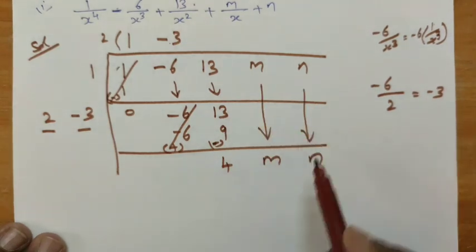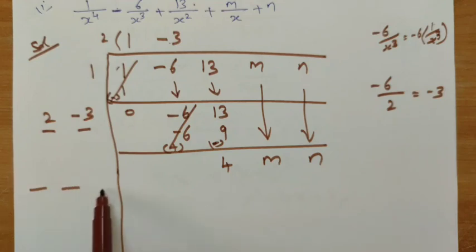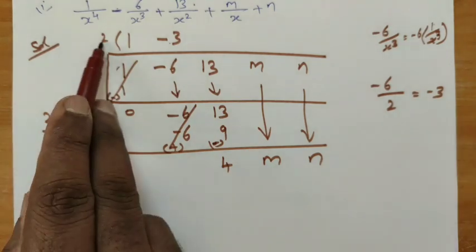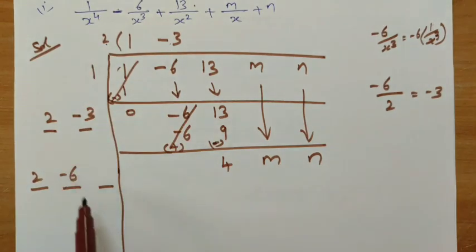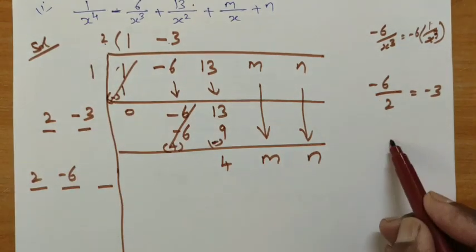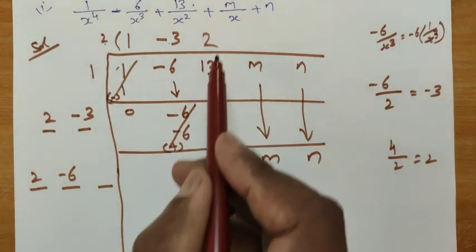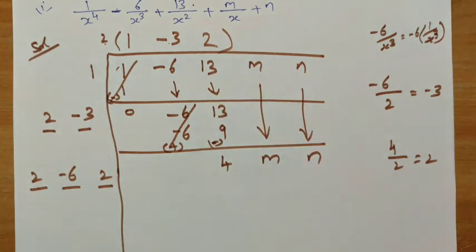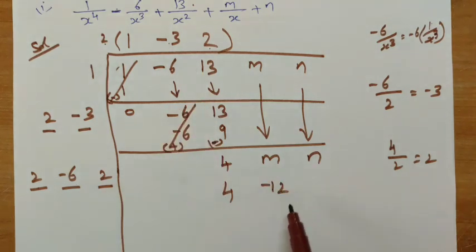I take these two terms here, right? Next term, we have to write the three terms here, right? 2 ones are 2. 2 into minus 3 is minus 6. Here the first term is 4. The first term is 2. 4 divided by 2 is equal to 2. So our number is 2 here. So multiply the term. 2 2s are 4. 2 into 6 is minus 12.